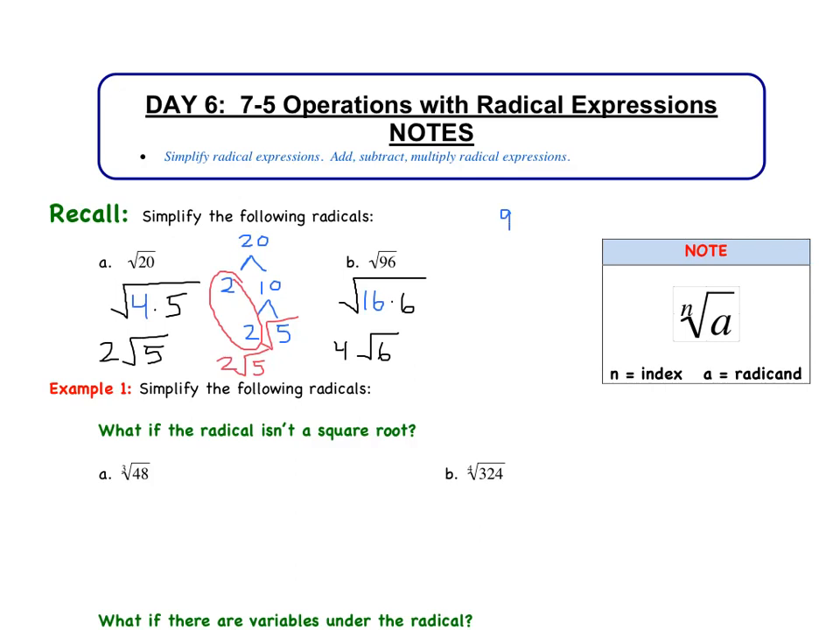Now, if we didn't recognize that, we do our jailbreak method. We take 96. 96 is even, so we divide it by 2: 2 and 48. 48 is even, so we still divide by 2, and we get 24. 24 is even, 2 and 12. 12 is even, 2 and 6. 6 is even, 2 and 3. Again, we're looking for pairs of numbers. Here is one pair of 2's. Here's another pair of 2's.